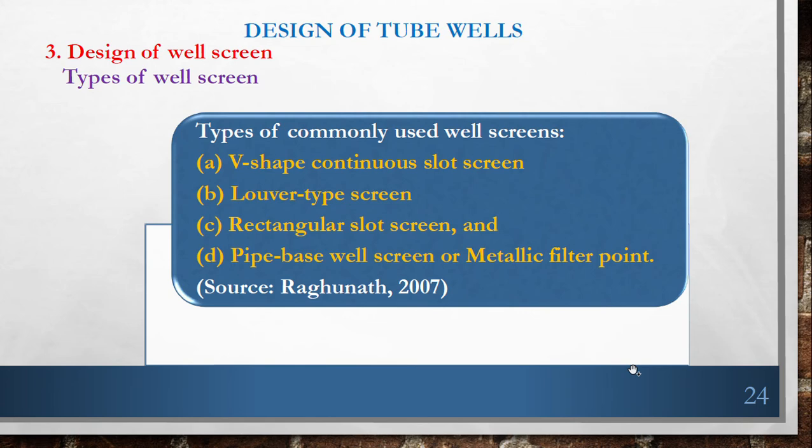Now there are different types of screens actually. There are mainly 4 types: V-shaped continuous slot screen, louver type screen, rectangular slot screen, and pipe based well screen. These names are based on the type of the opening mainly, and the direction of water flow through the opening. These types are taken from Raghunath 2007.